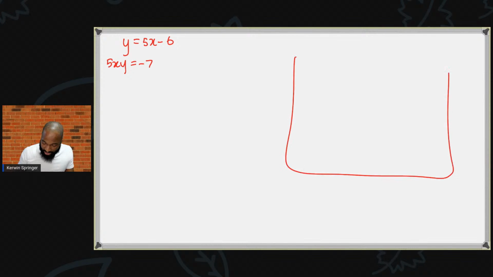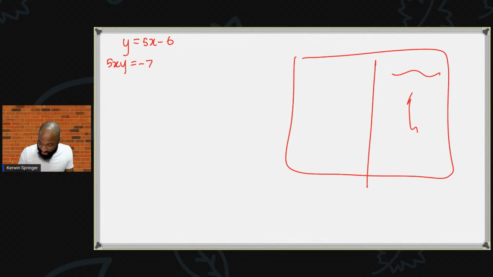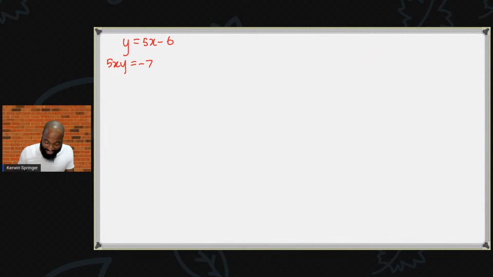One of the worst things in maths is to be in your book doing a question on this page, and you reach the bottom and you have to go on to the next page. That's one of the worst things that could happen in maths. Anyhow, so we have y is equal to 5x minus 6.